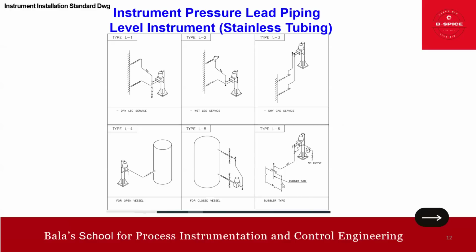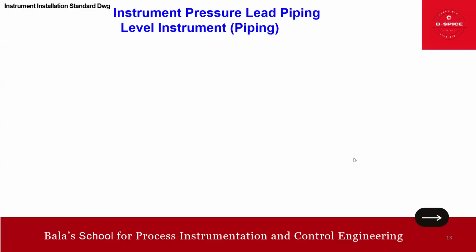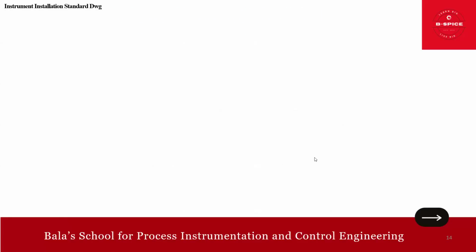And this is for the bubbler type. If it is using a bubbler type, it will be like this actually. And you should have an air supply connectivity also. So this is a level instrument service, tubing, and this is level instrument piping. There is no change actually, same as what we discussed for the level instrument tubing, except the change is only in the piping. Okay, so I hope you got some idea on this.